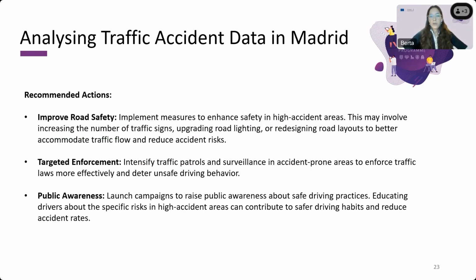We can try to increase the number of traffic signs, upgrade the road lighting, or redesign the road layout just to try to improve those areas. We can also propose some targeted enforcement to increase the traffic patrol and surveillance in those accident-prone areas, and also perform some public awareness campaigns to notify the population that those areas have had more accidents. So just to contribute to safer driving habits and decrease the accident rates.